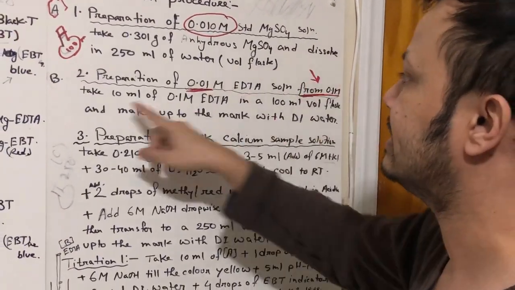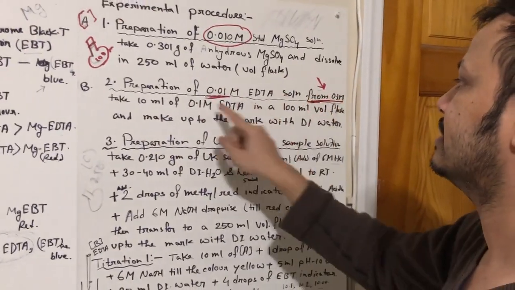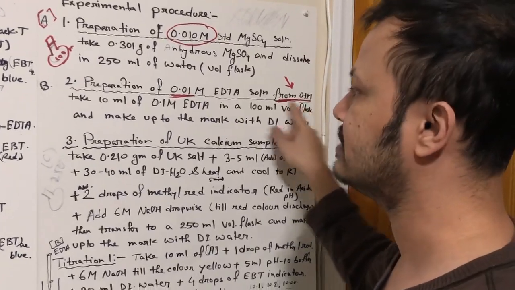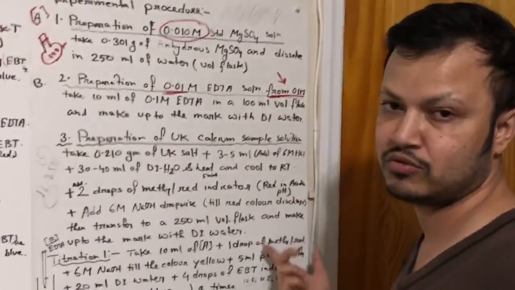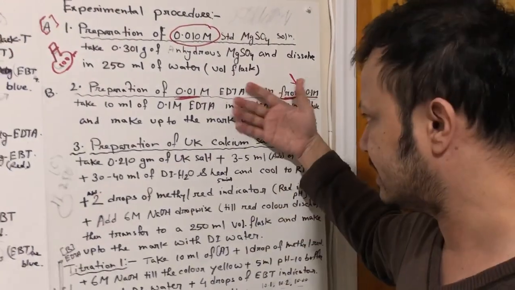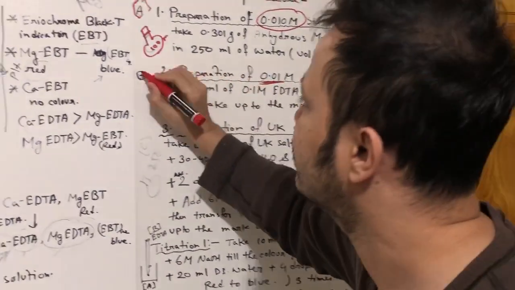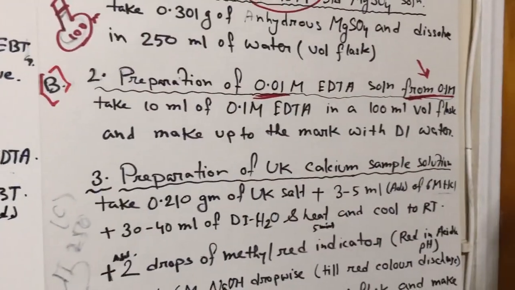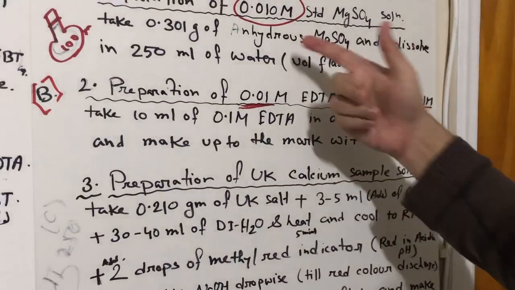Just take 10 ml of this EDTA in a 100 ml volumetric flask, and make it up to the mark with deionized water. It's very easy. Once you make it 10 times diluted, we are going to name this B solution. Okay, so you have A, you have B.